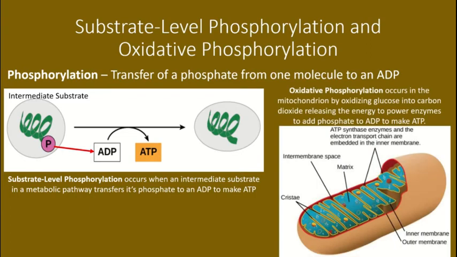Oxidative phosphorylation occurs in the mitochondrion by harvesting hydrogen ions and electrons from glucose and using those hydrogen ions and electrons to help power a special enzyme called ATP synthase. This enzyme is what makes most of the ATP in all your cells.